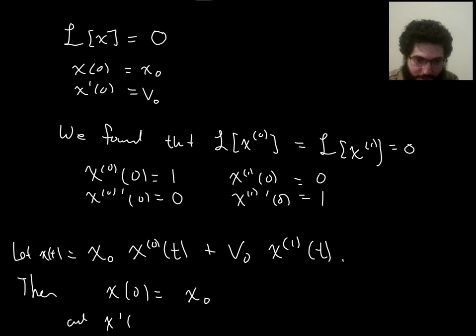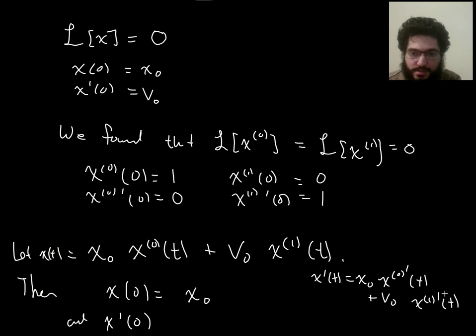And x prime of 0, well, just computing x prime of t quickly, x prime of t is x naught times this prime of t plus v naught times this prime of t. So x prime of 0 is x naught times this evaluated at t equals 0, which is 0. So x naught times 0 plus v naught times 1. This is 1. So there.